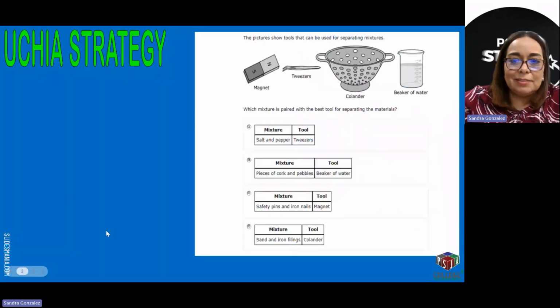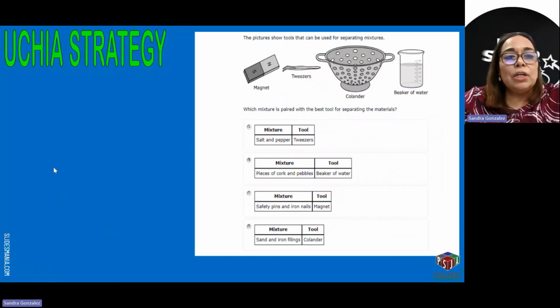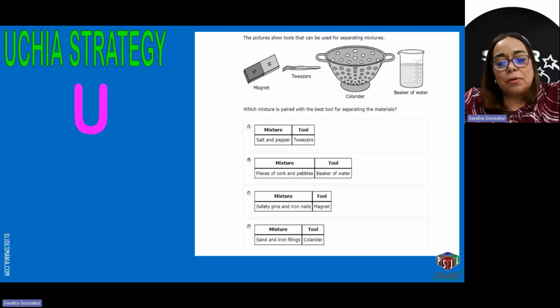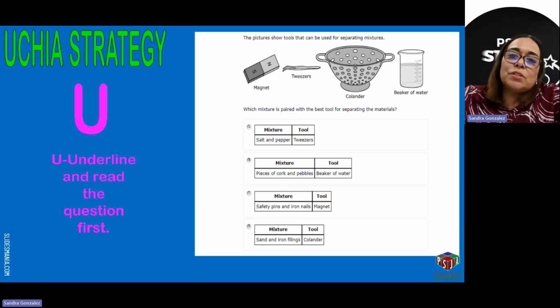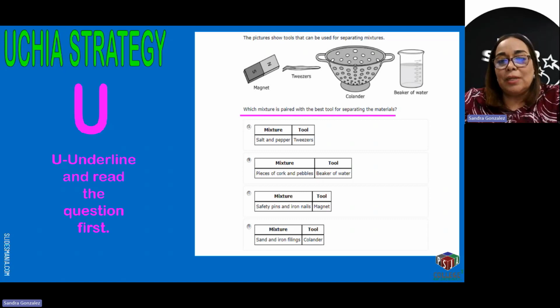Okay, so we have the question here. What does the U stand for? The U is underline and read the question first. So here we have our first question. The picture shows the tools that can be used for separating mixtures. The question is, which mixture is paired with the best tool for separating materials? So as the U stands for, we underline our question.